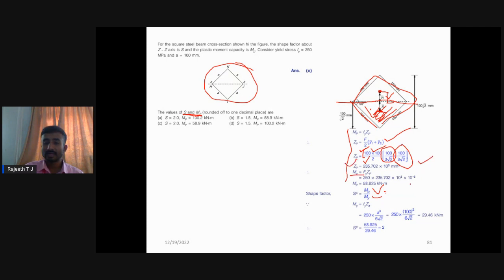So again you calculate MP. Later the MY value you can calculate directly like this. For MY, it is FY into ZP. FY is 250 for the material. ZP we should calculate here as I by Y. If you calculate I by Y, you're going to get AQ by 6 root 2. So this is your MP. Then if you take the ratio of MP by MY, you're going to get the shape factor as 2.